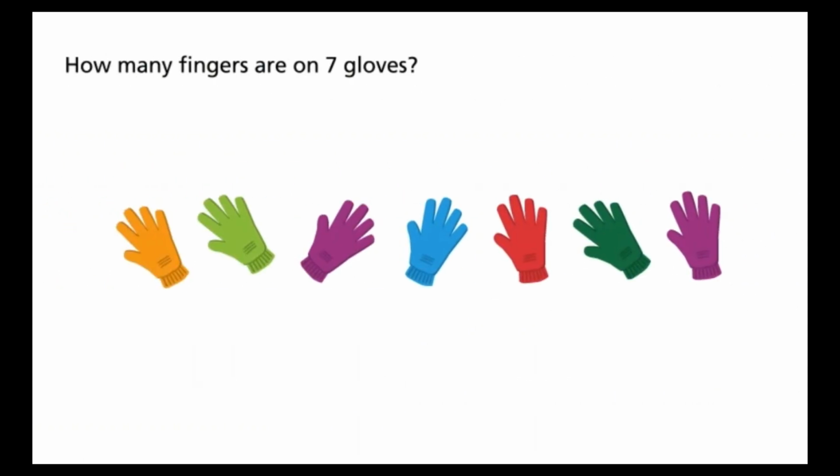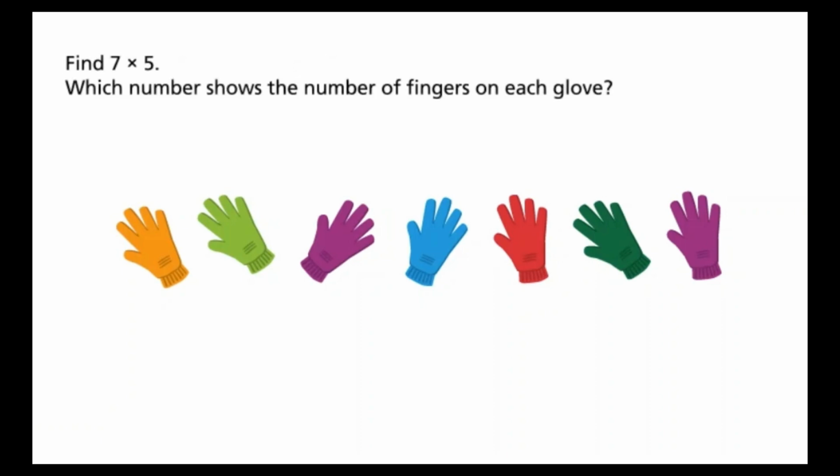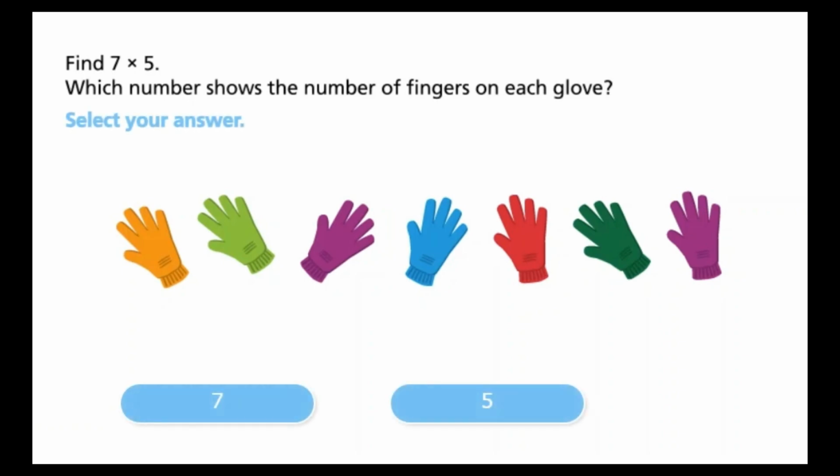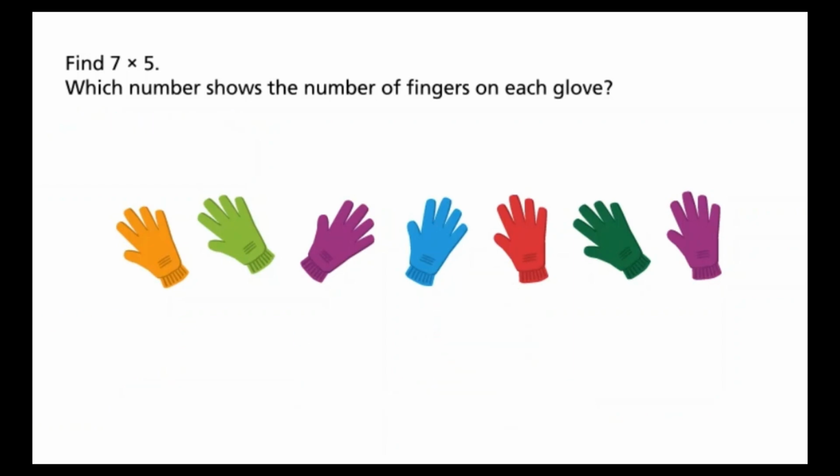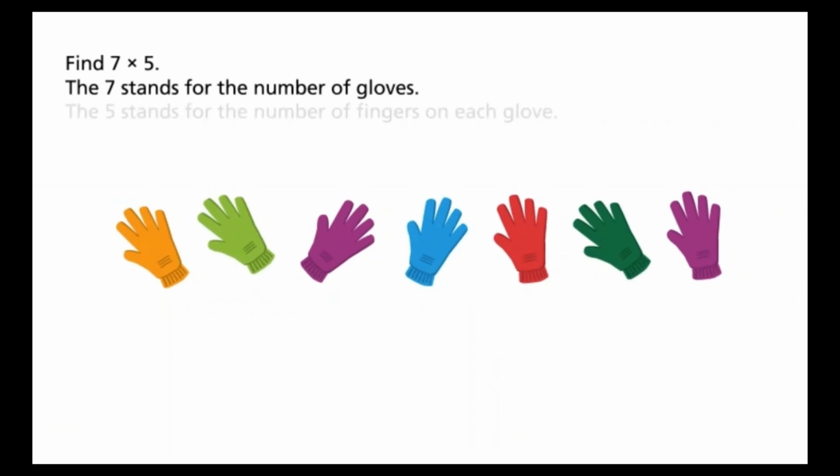How many fingers are on 7 gloves? Find 7 times 5. Which number shows the number of fingers on each glove? Select your answer. The 7 stands for the number of gloves. The 5 stands for the number of fingers on each glove.